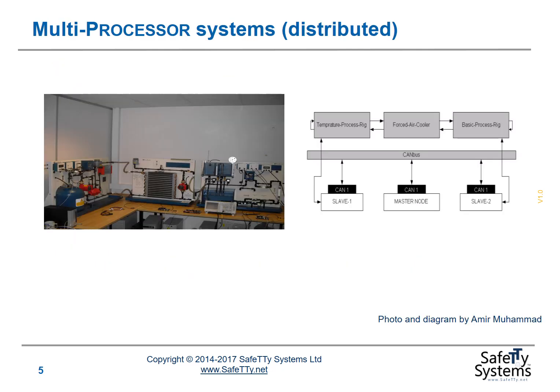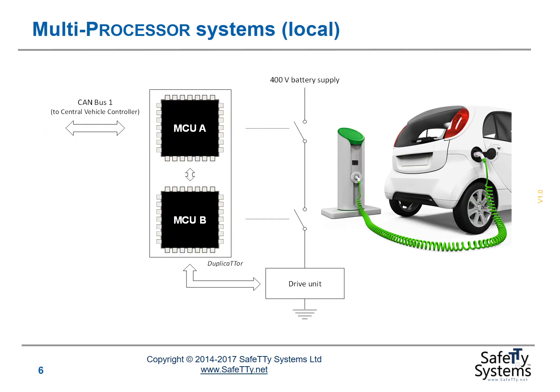Here's an example of a distributed design, a test bed for an industrial automation system. We might have means of measuring temperature, means of controlling a system, and actuator systems. So inputs, system processing, actuators on a typical industrial automation system. We might have a local design where we use multiple processors arranged on the same PCB, in this case as part of the control system for an electric vehicle.